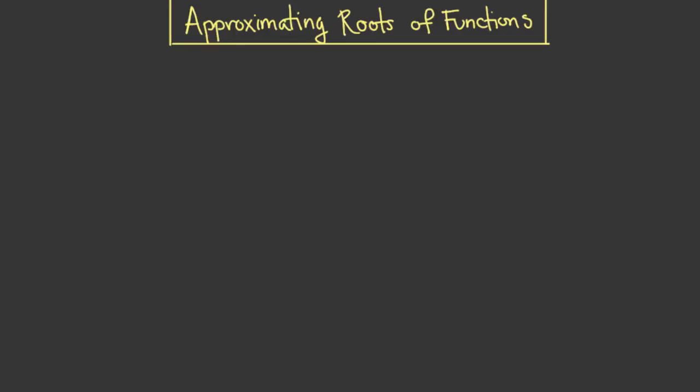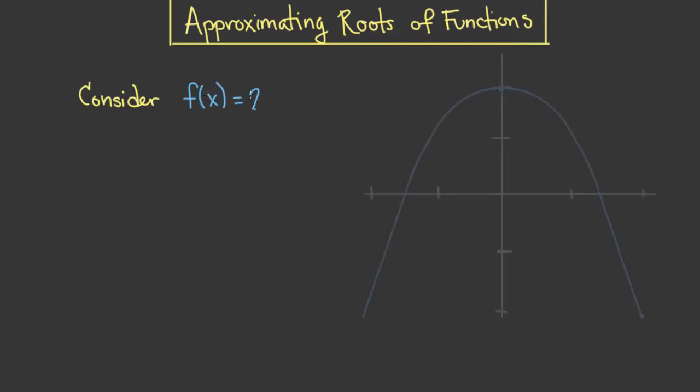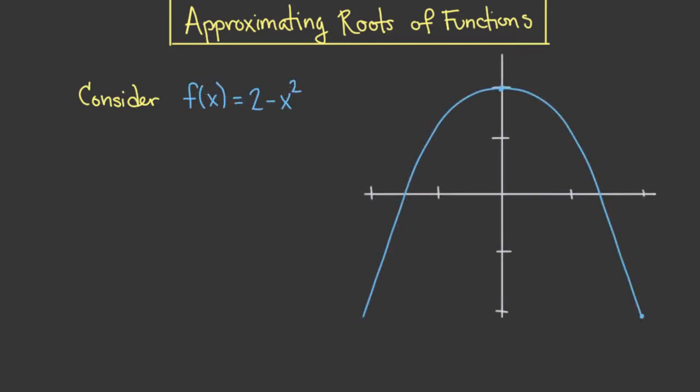In this section, we're going to introduce a powerful method for finding roots of functions. You might be asking, why do I even want to do this? Well, consider the function f of x is equal to 2 minus x squared. The roots of this function are the irrational numbers x equal to plus or minus the square root of 2.